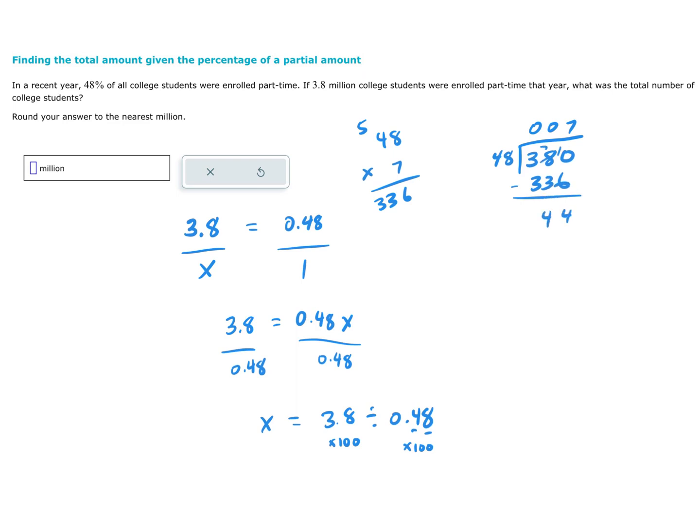4, 4, yes. And we do need to keep going because we round to the nearest million. And this is millions, so this is 7 point something million. Now, we don't really have to keep going actually right here because if we're rounding to the nearest million, this 44 over 48 is definitely more than half, so we're just going to end up rounding the whole number up to 8 million.